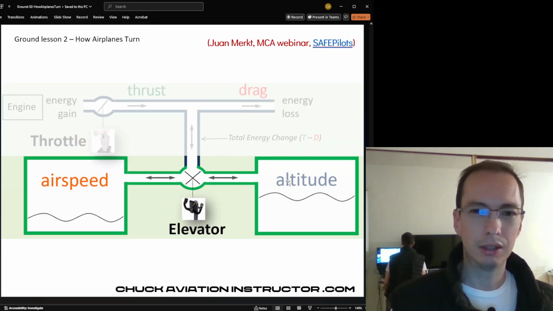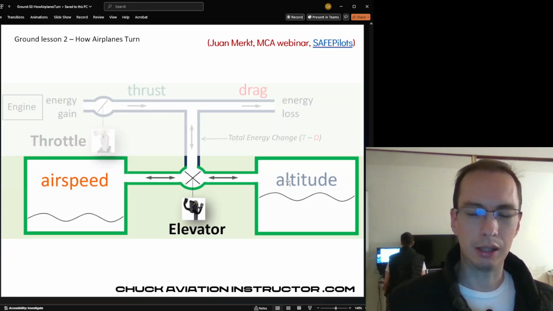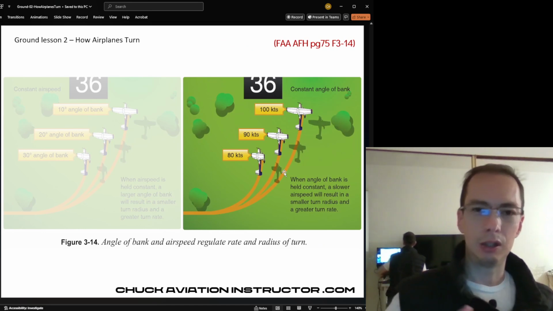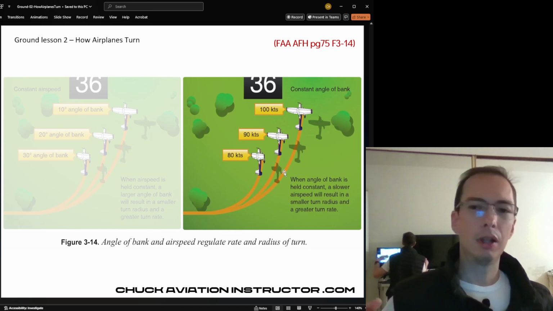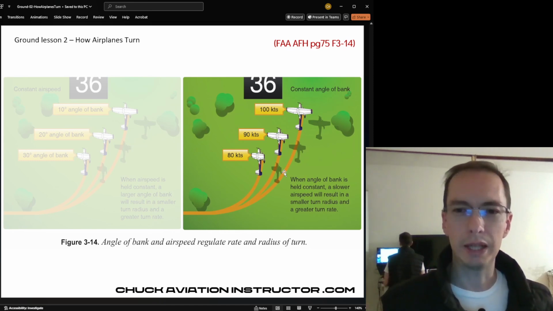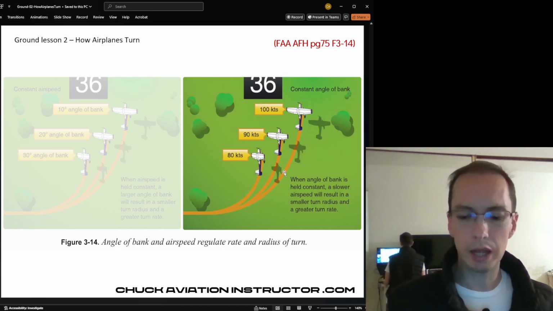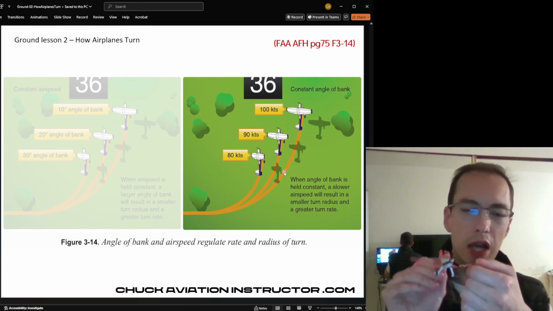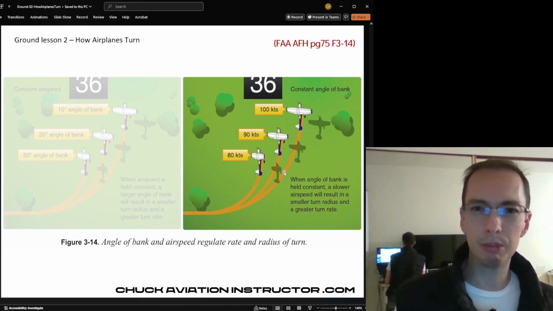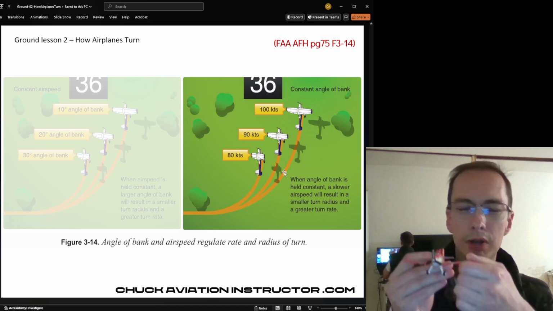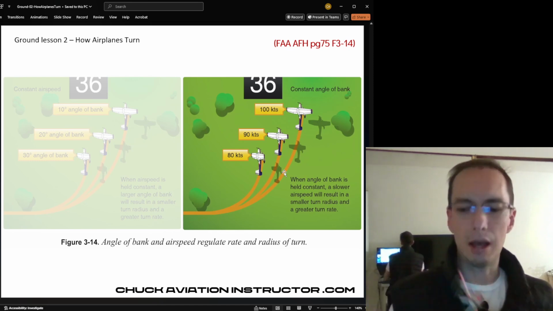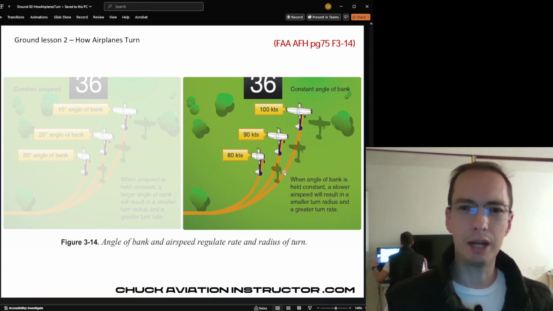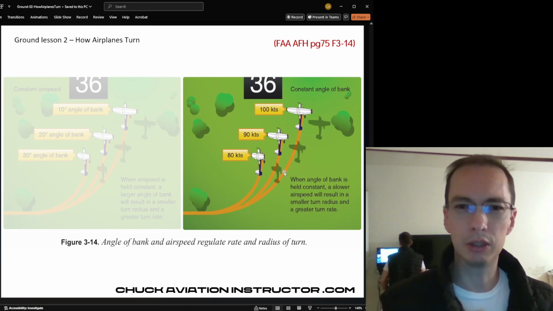You see, a faster turn will have a larger radius and a shorter rate. So the reason why we're learning steep turns and medium turns rather than just shallow turns is because there will be situations in which you want to turn faster and use less ground track, use less area, use less space to complete your turn.